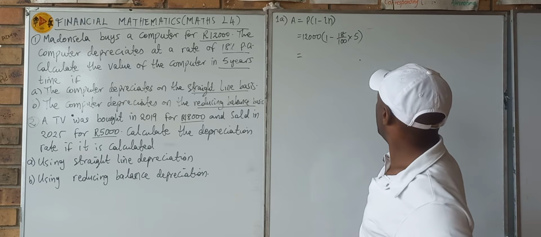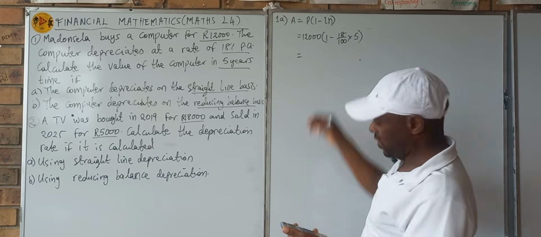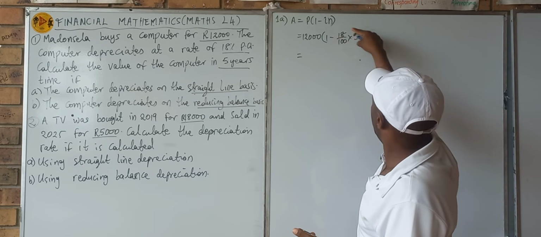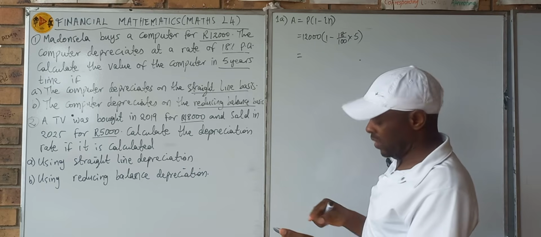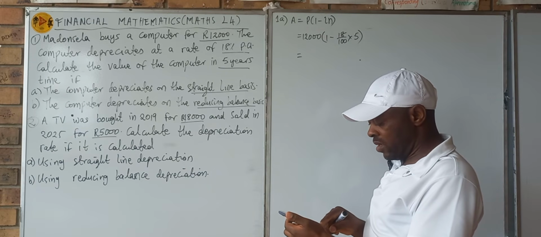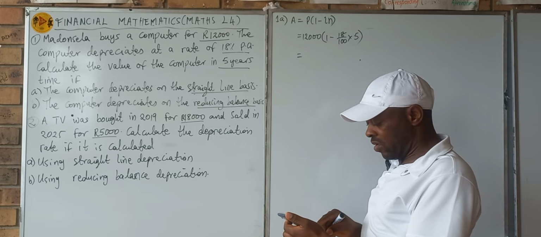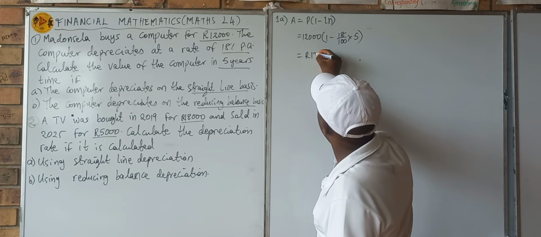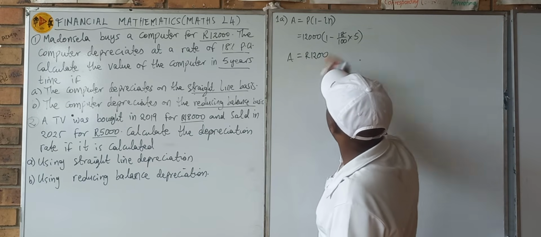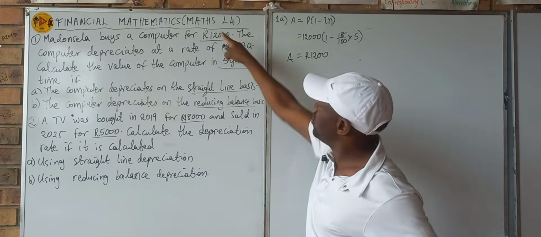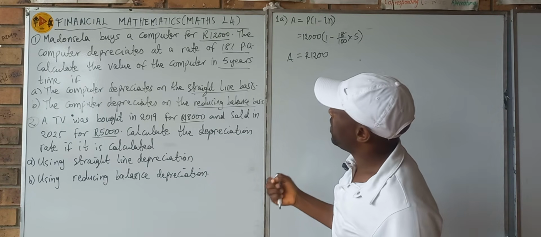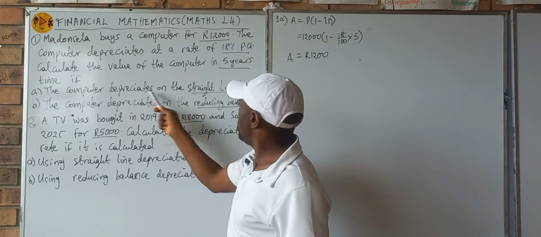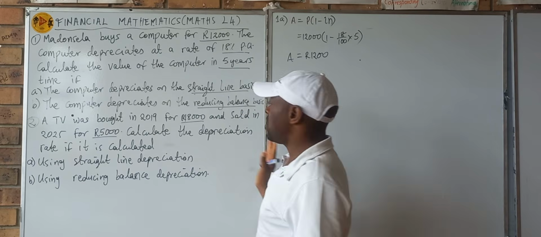I will now take this through my calculator to make life easy. I'll start by checking what is 18 times 5, which is 90. So this is 90 on 100, which is 0.9. Then 12,000 in bracket 1 minus 0.9, and that gives me 1,200. So after 5 years, that computer that was bought for 12,000 will only have a value of 1,200 rands if it was depreciated on a straight line basis. That's how simple it is, guys.